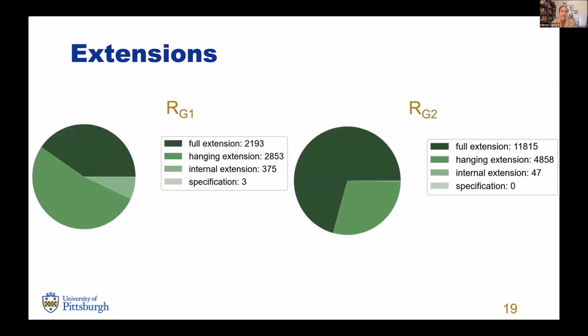If we further investigate into the extensions, we can see the breakdown of the subclassifications that I spoke about at the beginning of the presentation. For our RG1 set, a majority of extensions are connected to the original model network in some way, being either hanging or internal. Whereas in our RG2 set, a majority are full extensions, not connected to the model system in any direct way, though they may reach a model in a more indirect connection, which luckily Clarinet is built to identify.